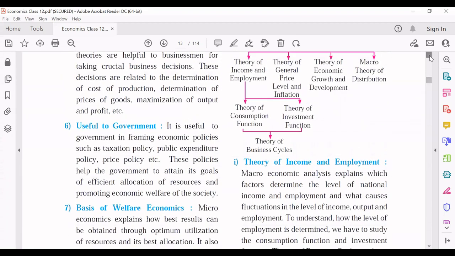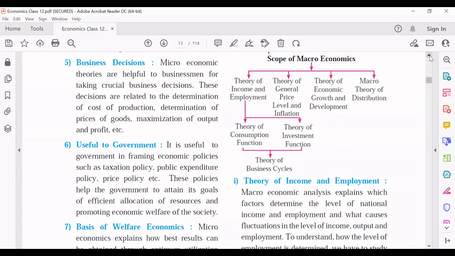Now let's see the scope of this macroeconomics. Theory of income and employment comes here. The theory of general price and inflation comes here. The theory of economic growth and development comes here. Also, the macro theory of distribution comes here.